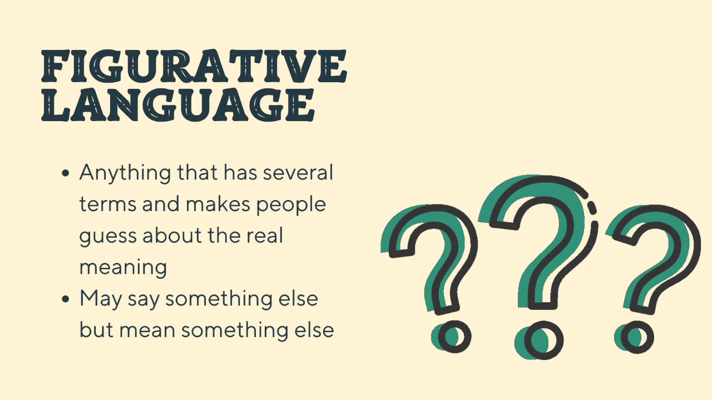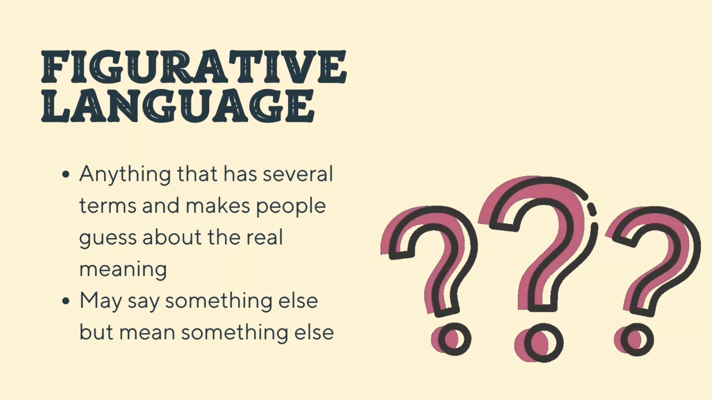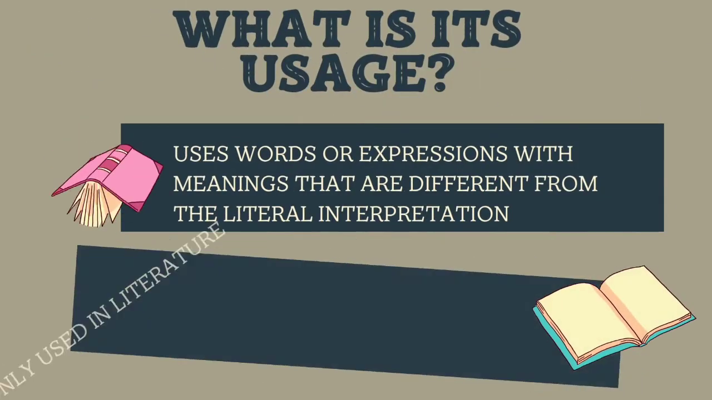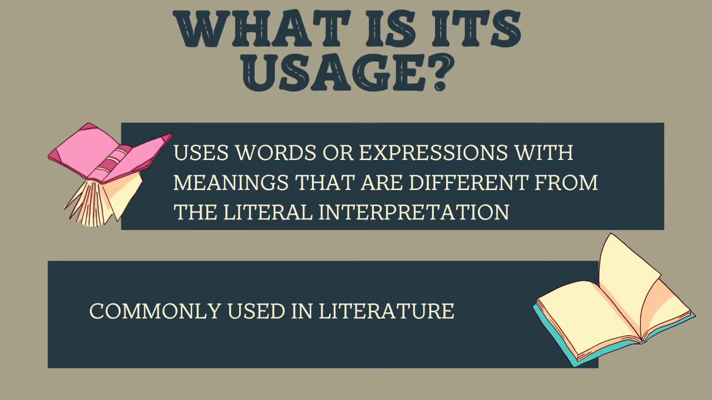So students, can you guess again what is the usage of figurative language? Alright, thank you for that, students. As you all know, figurative language uses words or expressions with meanings that are different from the literal interpretation. So figurative language is commonly used in literature. The best example of such type of language is poetry, where everything that a poet says does not have a direct meaning. So, it comes down to the person who wants to find a meaning.